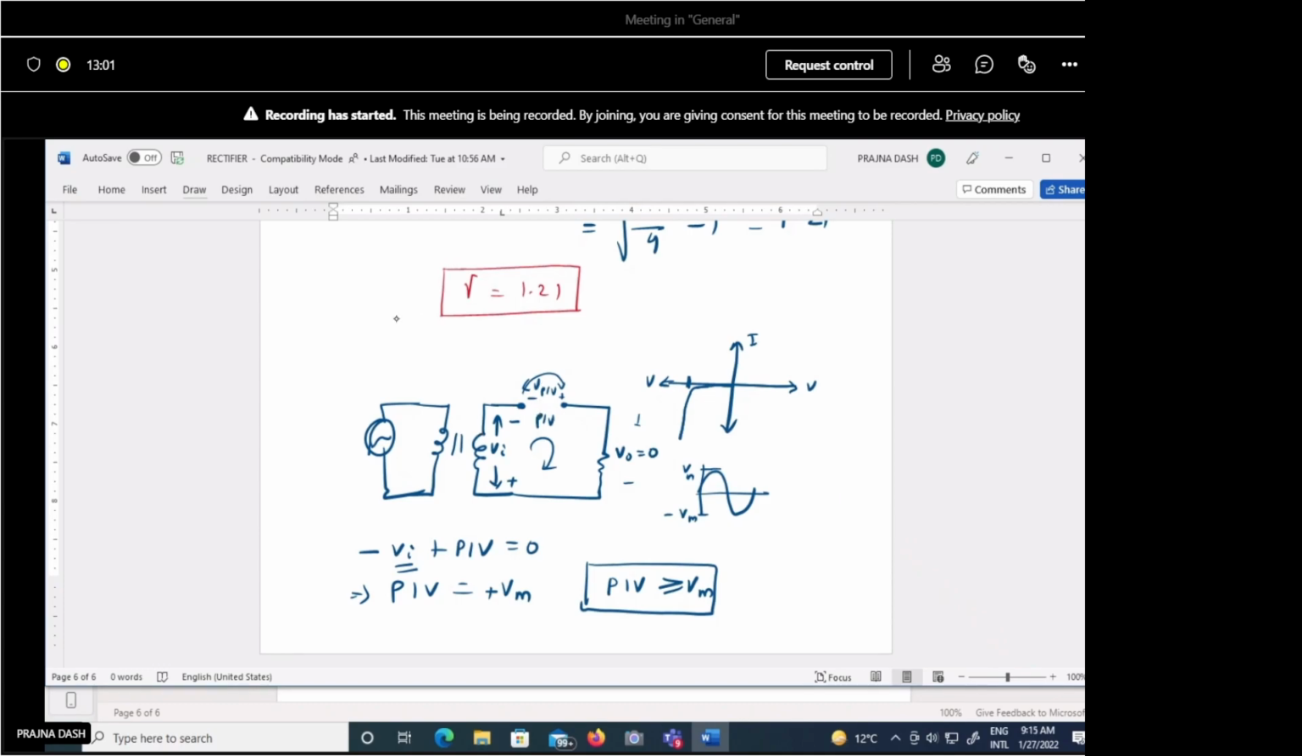When we consider the full-wave rectifier, the PIV will change, so we will calculate that. Okay, so this is about the peak inverse voltage. Are you clear? Yes, ma'am.